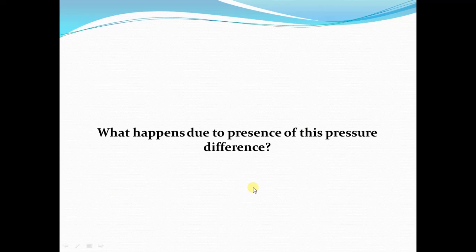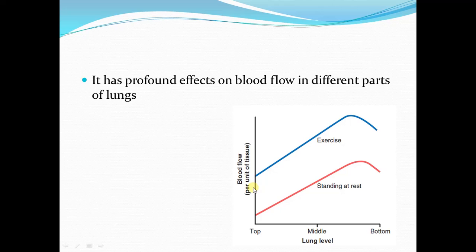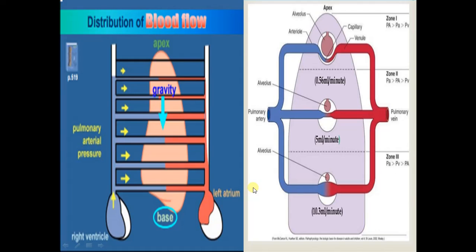Now what happens due to this pressure difference on the regional pulmonary blood flow? What is the effect of this pressure difference on the regional pulmonary blood flow? It has a profound effect. Due to this pressure difference, there are different zones of blood flow which can be found in the lung. There is a difference in the regional pulmonary blood flow, which results in the formation of zones of pulmonary blood flow.